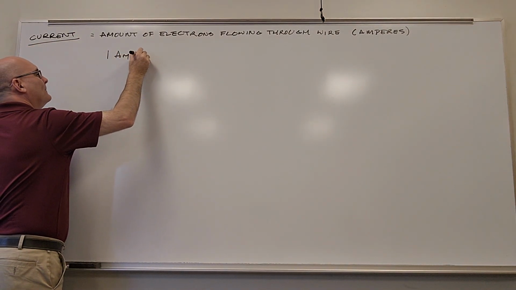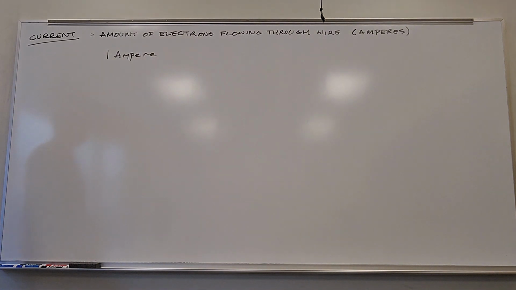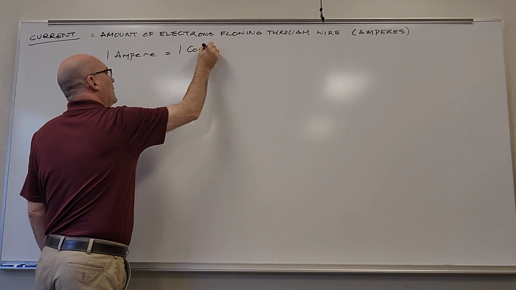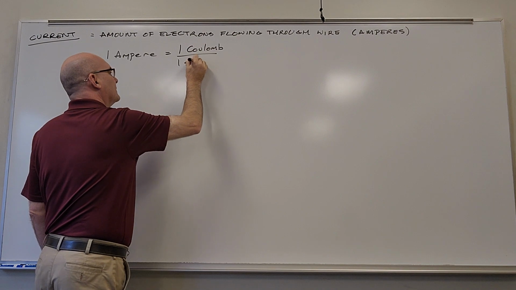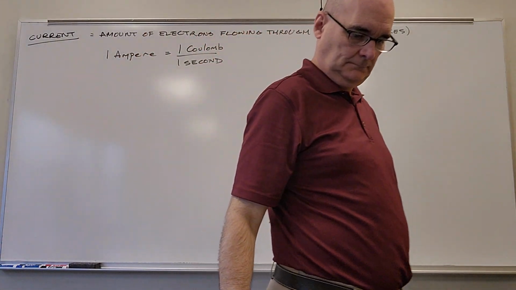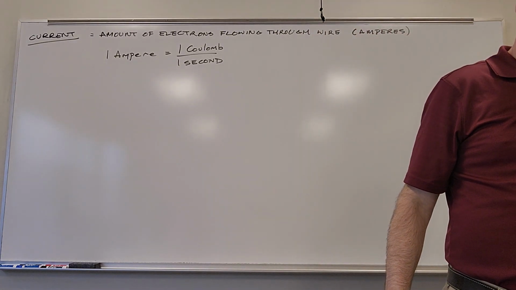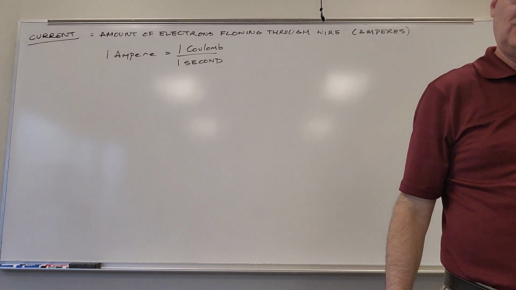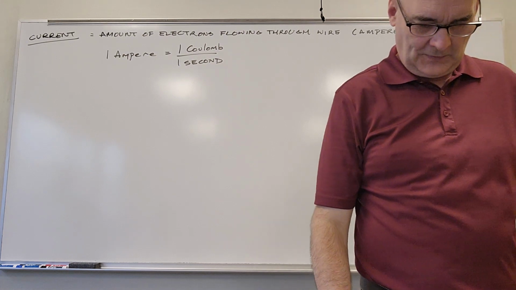And 1 ampere, most of these electrical definitions are nice and uniform. 1 ampere is 1 coulomb per second. What does coulombs measure? Charge. So it's the charge of the electron traveling through the wire per second. Okay?